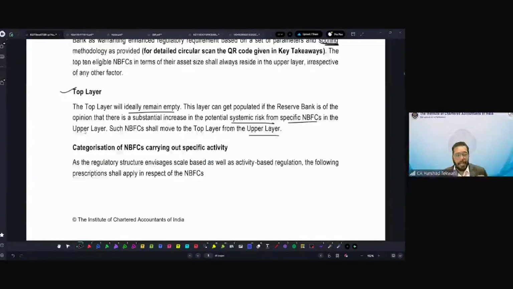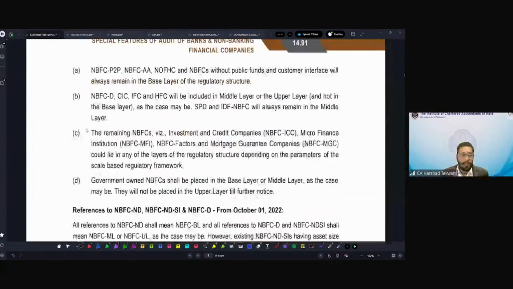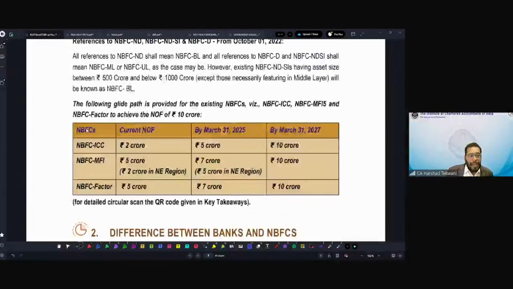Then we went ahead and understood the requirements of net owned funds for NBFC. NBFCs with asset size usually 500 crore to below 1000 crore are known as the base layer. And being a base layer, they have a requirement of net owned funds of 2 crore. But for NBFC-ICC, MFI, or NBFC-Factor, you have net owned funds of 10 crore, but by a gliding path. By 25, you have to achieve 5 crore, 7 crore, 7 crore, and by 27, you have to achieve 10, 10, 10.